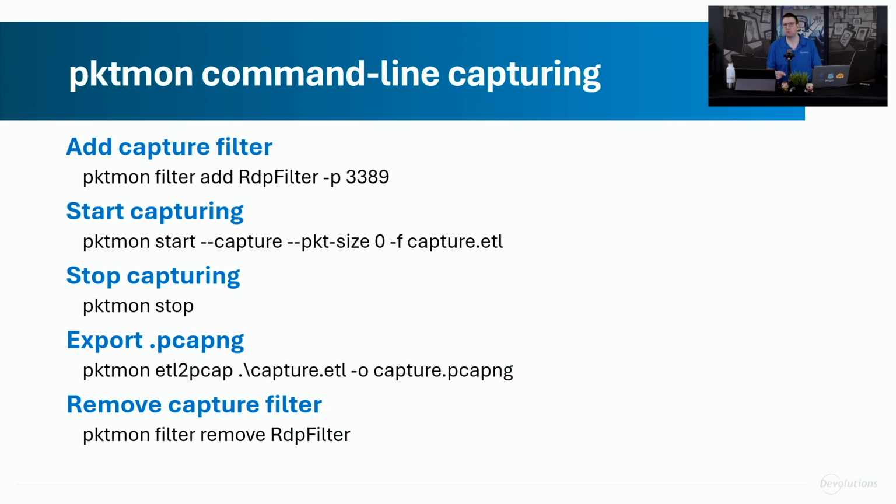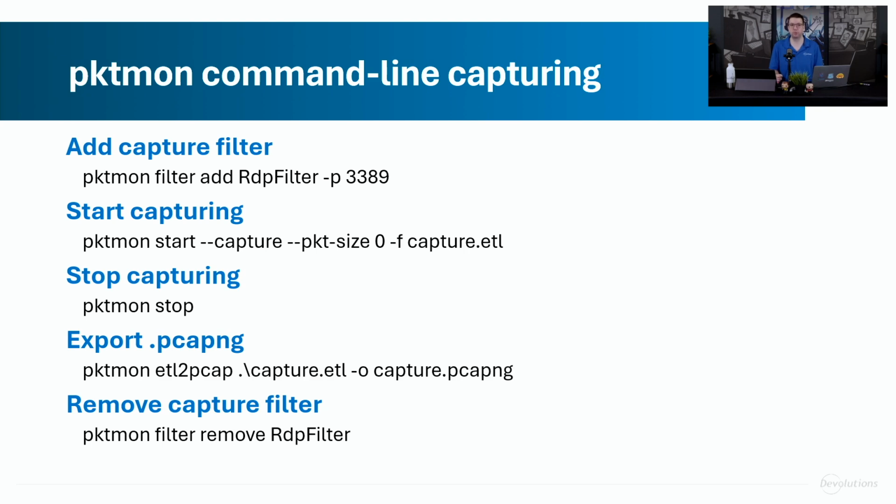Unfortunately, it's a bit painful to type all these commands. You need to remember them. You can add a capture filter, or you may not add a capture filter and just capture everything on the machine, using pktmon filter add RDP filter. Then you can specify a port, like port RDP 3389. That will work for TCP or UDP. Then you need to start the capturing: pktmon start --capture --pkt-size 0. For some reason, you need to add that to capture all packets properly. And then you need to specify a file, an ETL file. It's not directly a pcapng.